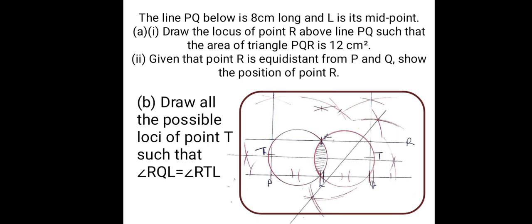The line PQ below is 8 centimeters long and L is its midpoint. A1. Draw the locus of point R above line PQ such that the area of triangle PQR is 12 square centimeters. 2. Given that point R is equidistant from P and Q, show the position of point R. B. Draw all the possible loci of point T such that angle RQL is equal to angle RTL.